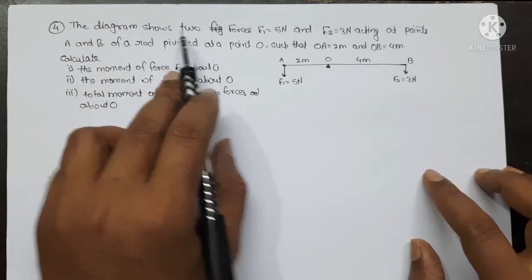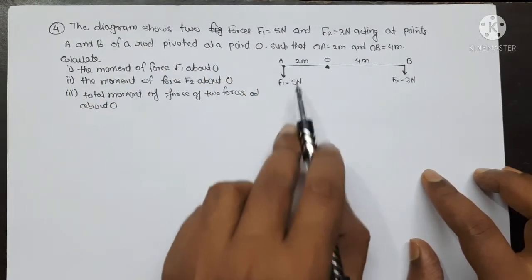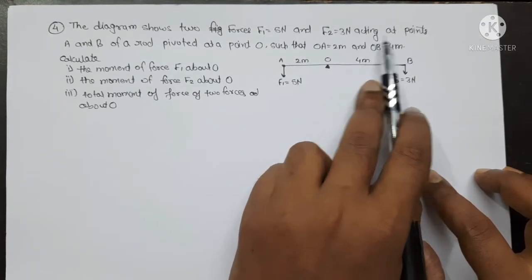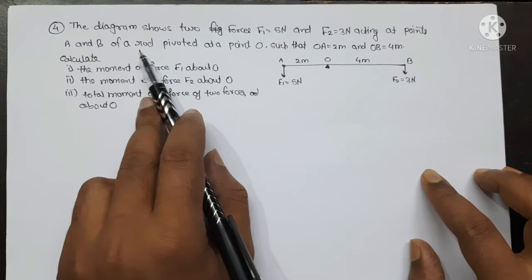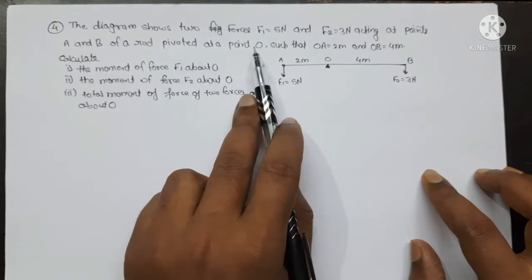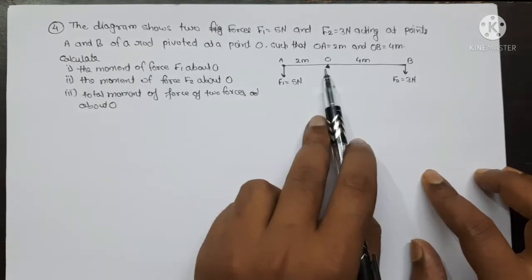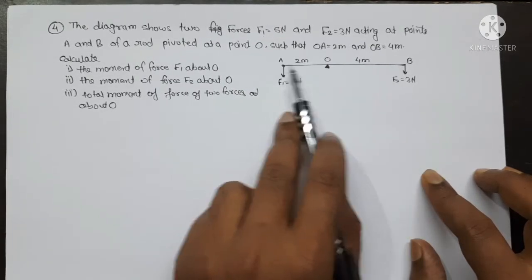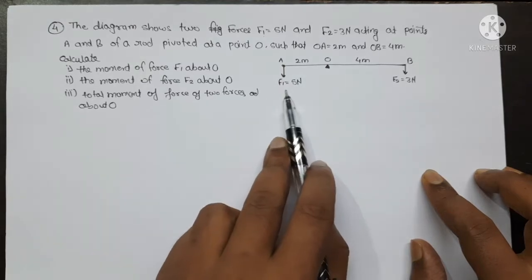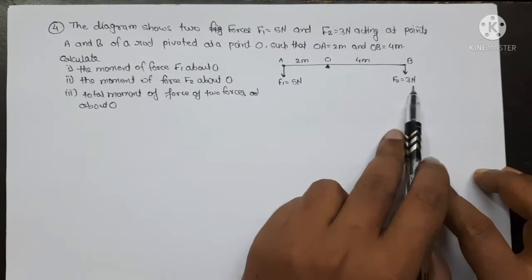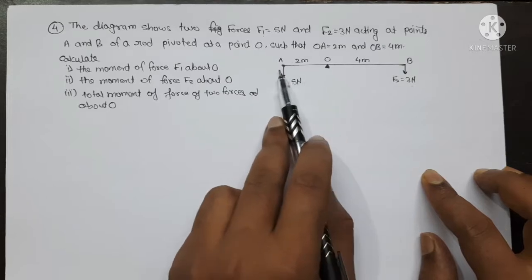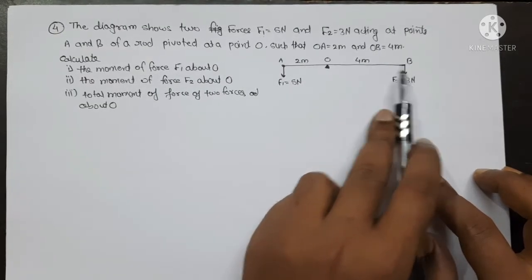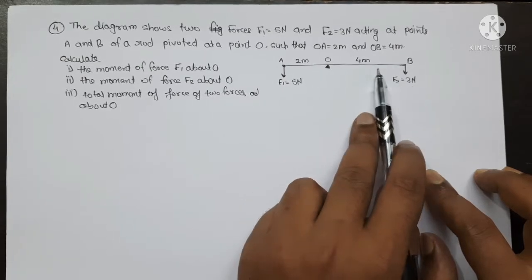The diagram shows two forces F1 and F2, 5 Newton and 3 Newton, acting at points A and B of a rod pivoted at a point O. So this rod is pivoted at a point O and there are two forces acting on two different points A and B. At A we have a force of 5 Newton, at B we have a force of 3 Newton. The distance of A from O is 2 meter and the distance of B from this pivoted point is 4 meter.